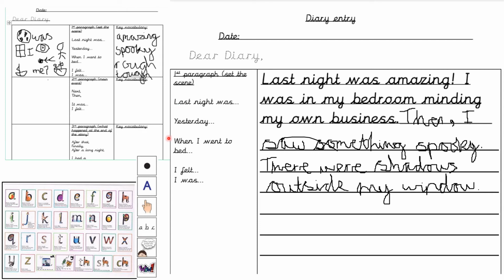So remember to use your sound mats to help you spell your words using your phonics. Make sure you're sounding out those words. And don't forget punctuation, capital letters at the beginning of your sentences, finger spaces between your words. Use your best joined up handwriting and make sure that you are saying aloud what you would like to write first before you write it down. And then finally, thinking about those wow word choices or those key vocabulary that you have written on your plan. I'm looking for fantastic descriptive words to make this diary entry really exciting. Good luck with your writing.